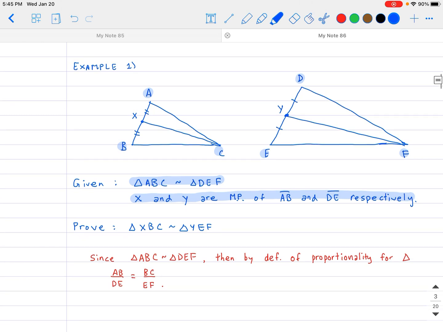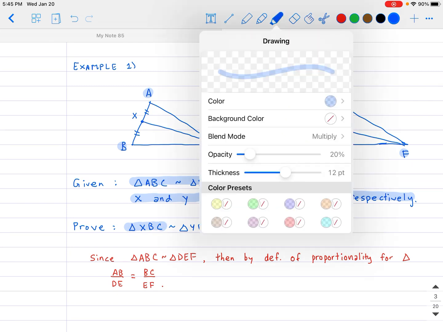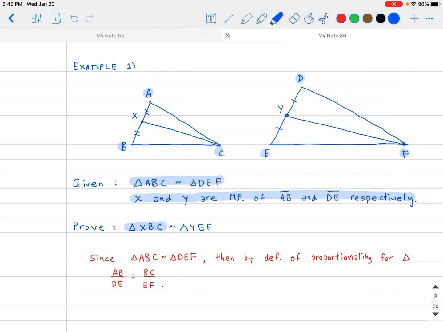What I'd like to do is I want to prove that XBC, so meaning this triangle over here on the left, let me just go ahead and make this a little bit smaller. So XBC, which is this triangle over here, is going to be then similar to the triangle over here, which is YEF. So given that those two big triangles are similar, I want to prove that the smaller triangles are going to be similar to each other. So I guess I'll go ahead and put a question mark over there.